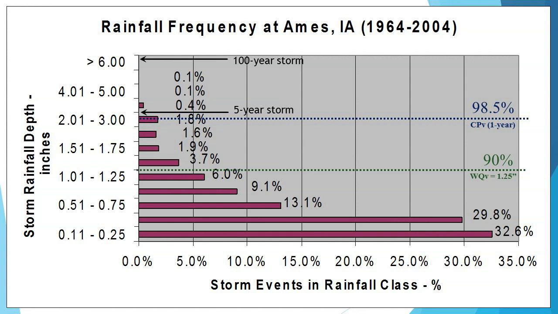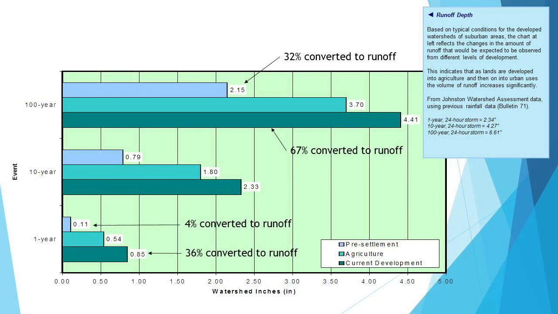And that results in a runoff pattern you see here, where this is the depth of runoff in inches. And in a 1-year storm event, in our prairie grass conditions, we probably would have only seen about 4% of that converted into direct runoff. Everything else would have just soaked into the ground and gotten to our streams as groundwater. But now, probably in our urban settings, we're about 36%. So obviously, we're delivering about 8 times the amount of volume of water to our streams in that small reoccurring storm. And the proportions are a little bit better, but obviously the volumes are worse for the 100-year storm.